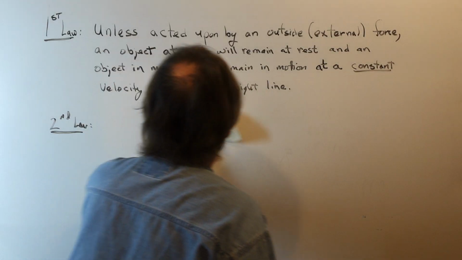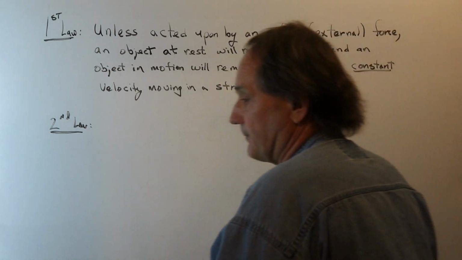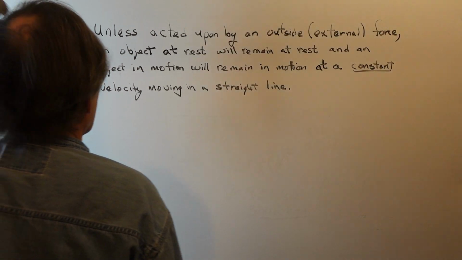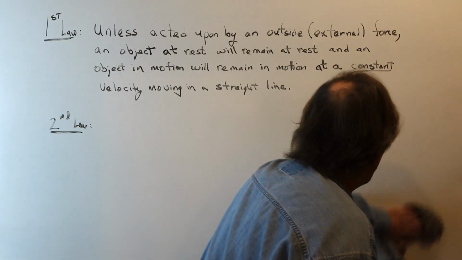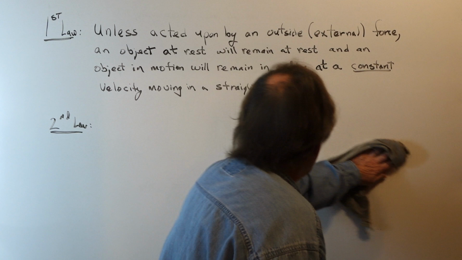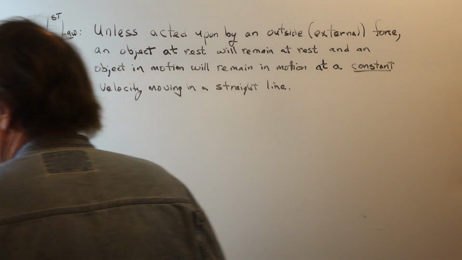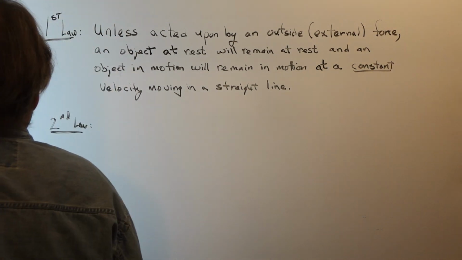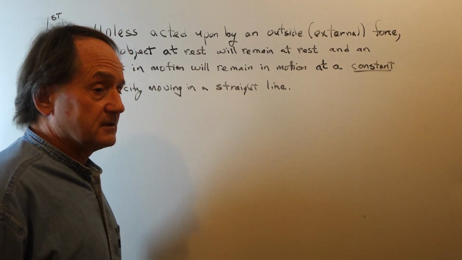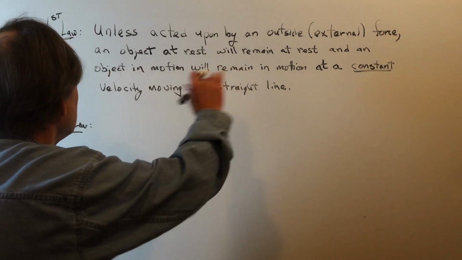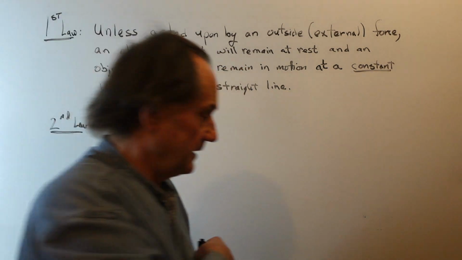The first law states that unless an object is acted upon by some outside or what we call an external force, then an object at rest will remain at rest, and an object in motion will remain in motion at a constant velocity moving in a straight line.